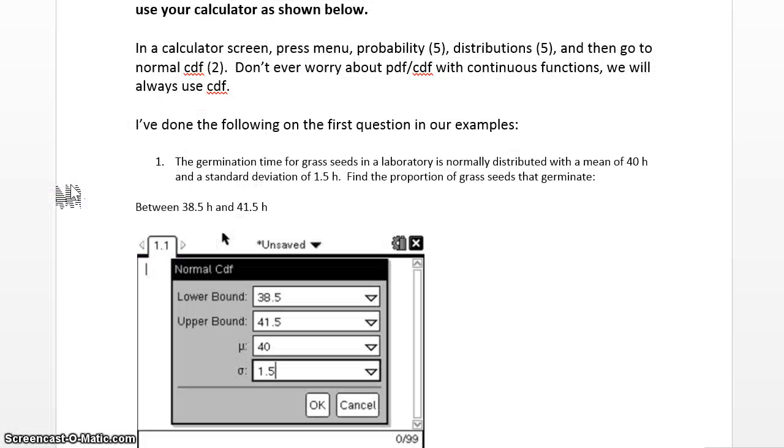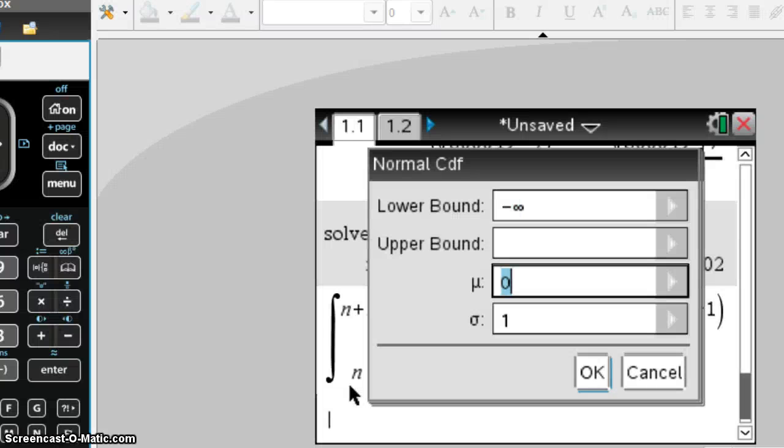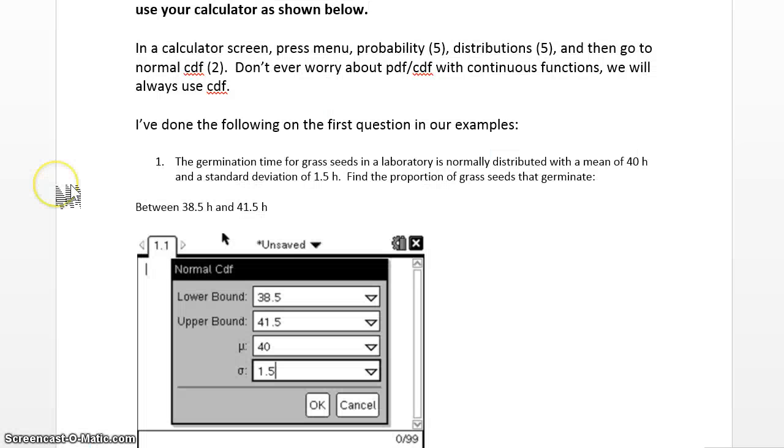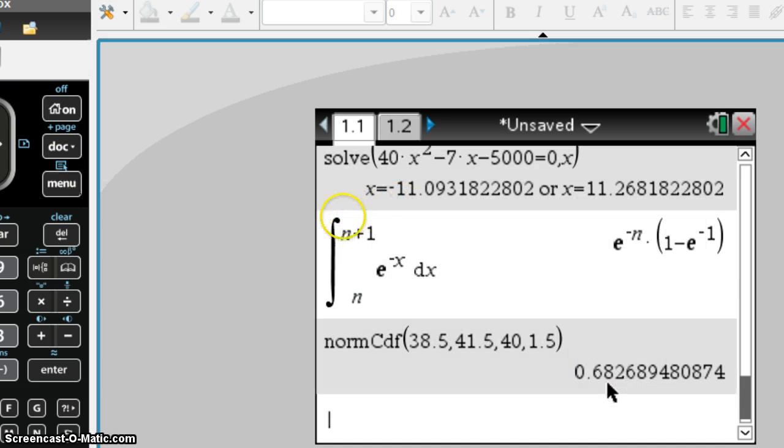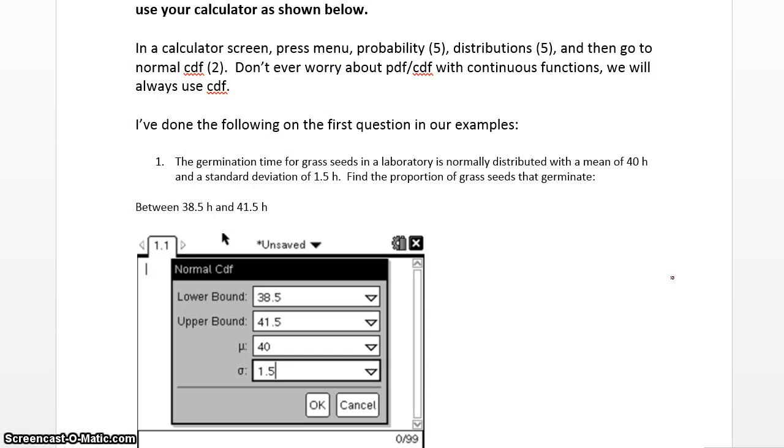So if I just go back to the question itself, I know that the mean was 40, so I can type that in, and the standard deviation is 1.5. And my lower bound, in this case, was 38.5 and the upper bound 41.5, so I'll type those in as well. And then I just simply push OK, and it tells me 0.6827. It's correct to 4 decimal places.